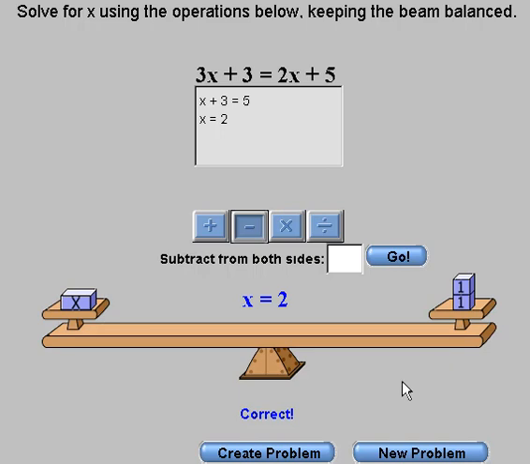I hope you check out this resource and try a few problems here. I think it's great practice, and it's a nice way to see what's going on.